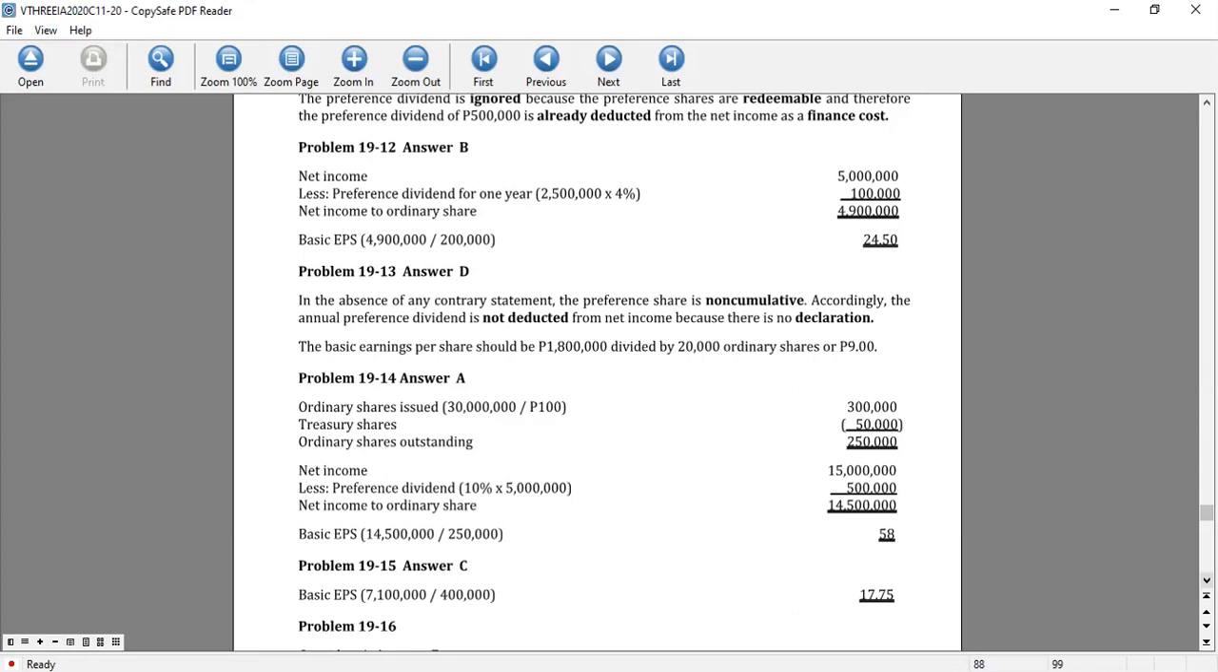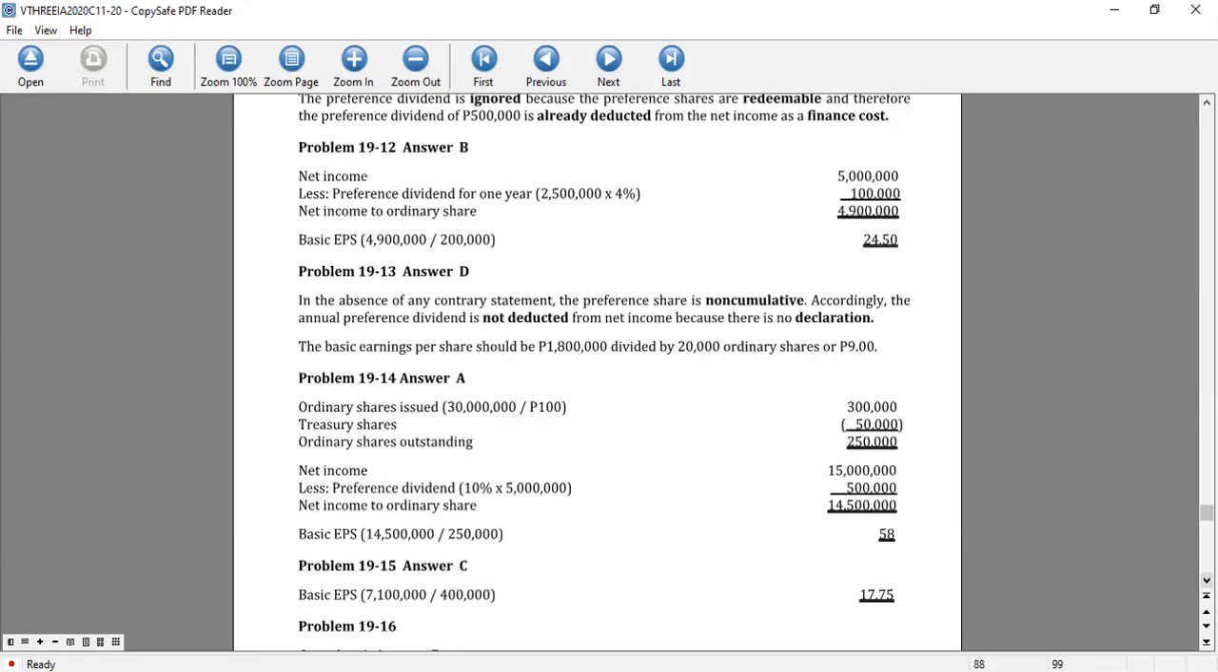Basic earnings per share is 7,100,000, and we have to divide it by 400,000. On January 1, 2020, King Company had 200,000 ordinary shares and 100,000 of 4% par value cumulative preference shares. No dividends were declared on either the preference or ordinary shares in 2019 or 2020.